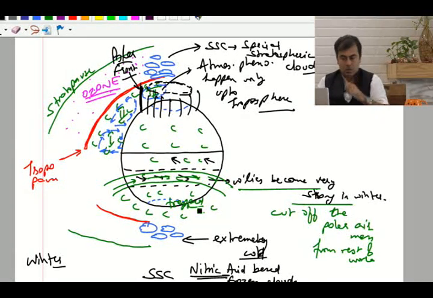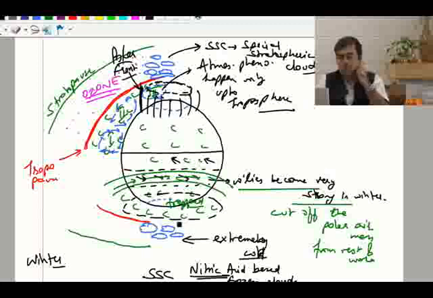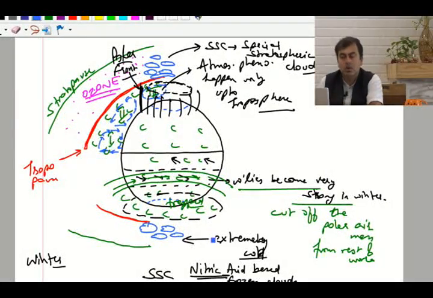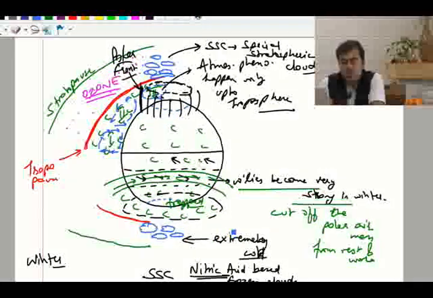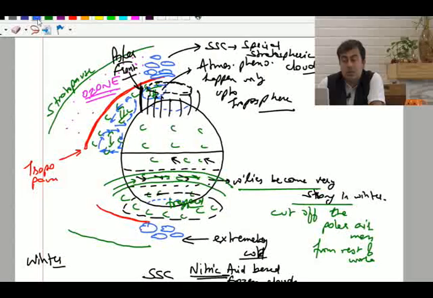Do we get that? So what has happened? The polar area has a wall all around it, and above that wall what has been created? Special clouds, stratospheric clouds. Because these clouds are heavy, on the base of these clouds in the winters the chlorofluorocarbons will stick.